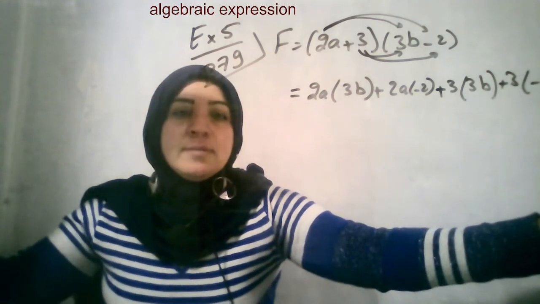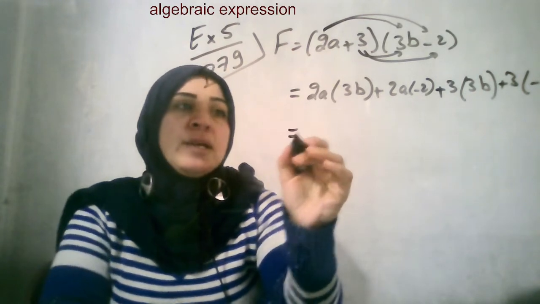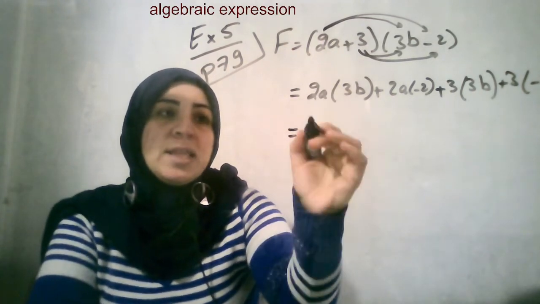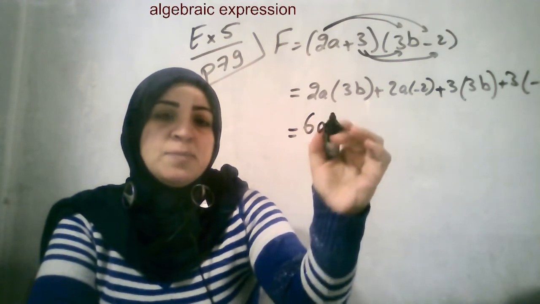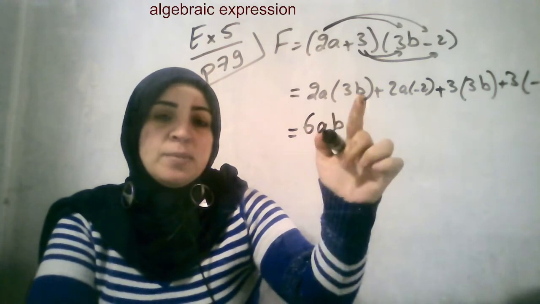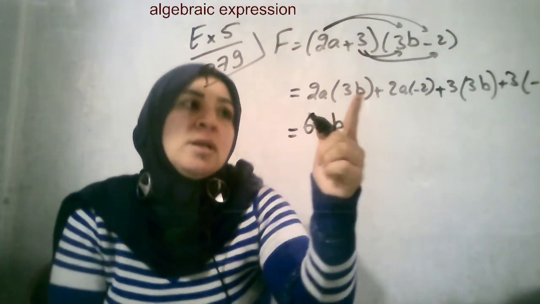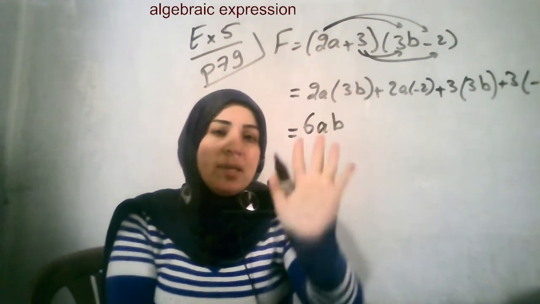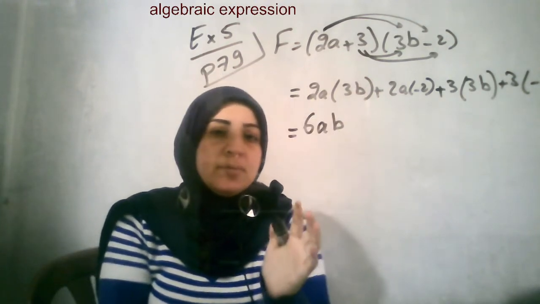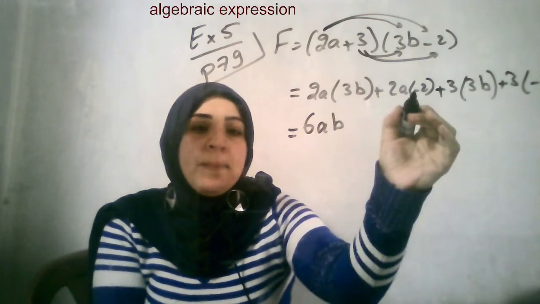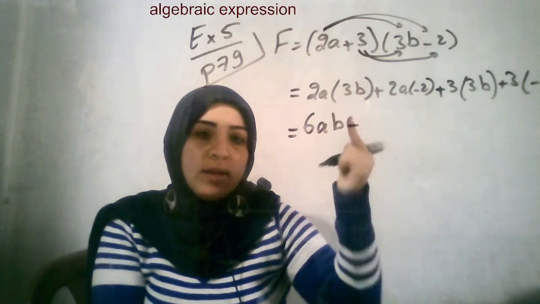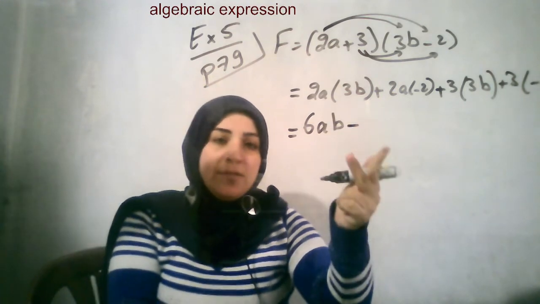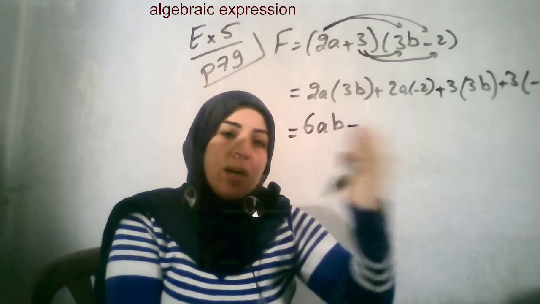What to do here? 2a times 3b, 2 times 3 is 6. And here we have a times b. They are two variables, two unknowns, so we don't know their value. I keep them. It's a times b. Plus, minus, it's minus. Keep in your mind: sign, then the coefficient, then the variable. Okay? That's how we solve them.